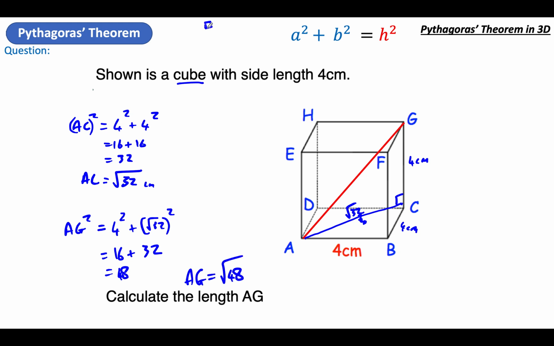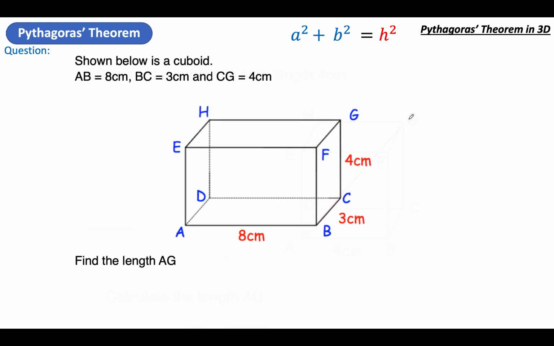Don't forget, Pythagoras every time. Square, square, add or subtract, square root. And the square root of 48 is, now you could give it as a surd as 4 root 3, but as a decimal to 1 decimal place is 6.9 centimeters. So we used it once to find that diagonal across the base, and once to find the diagonal from one bottom corner to the top corner. Okay? All right, try another one.